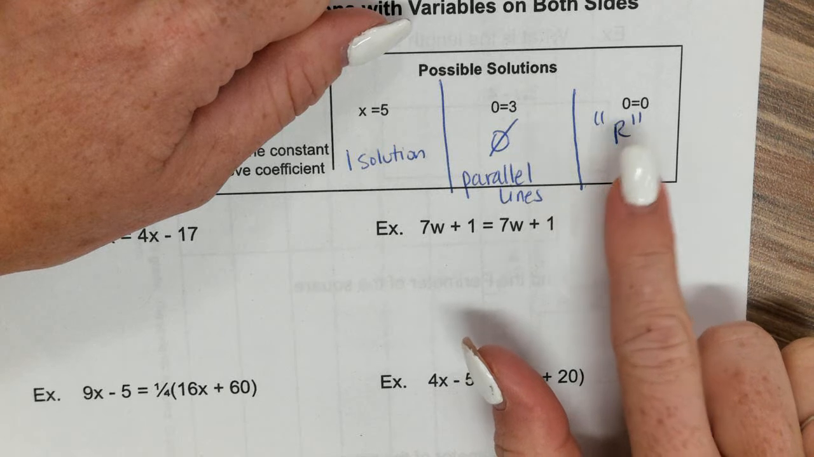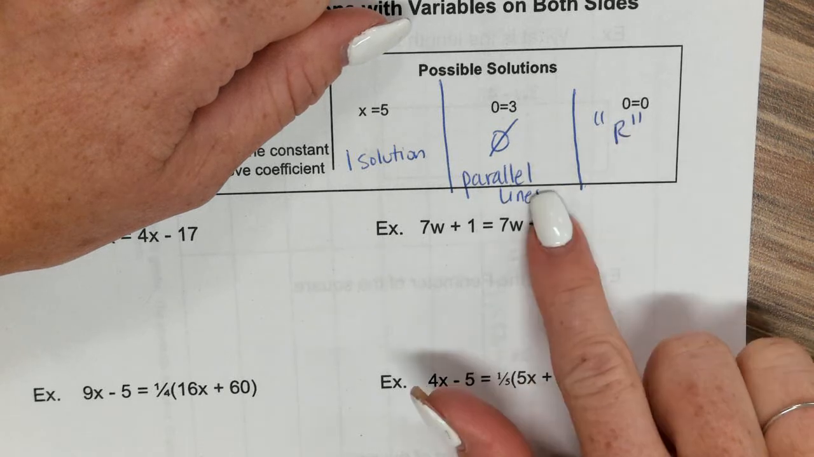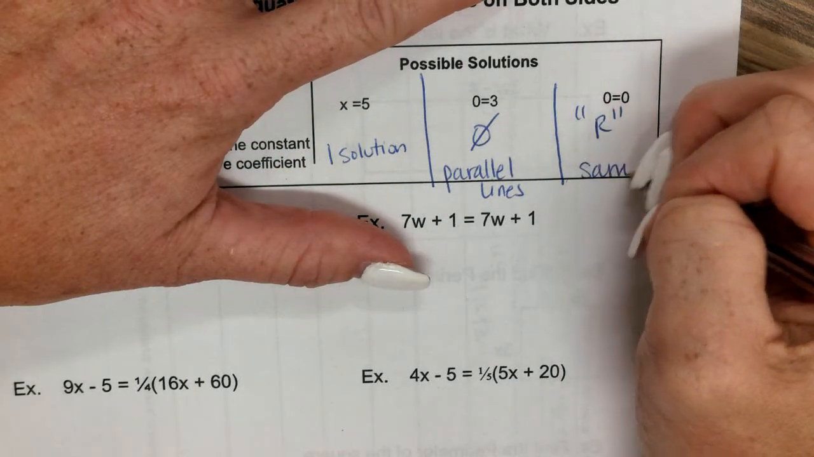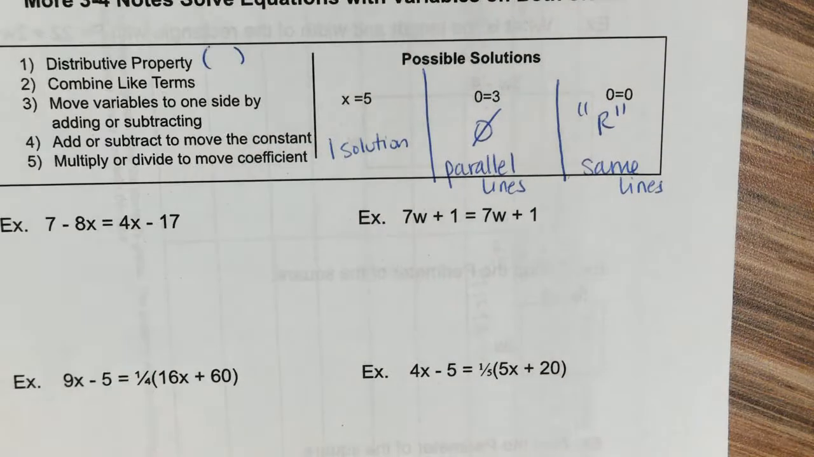What kind of lines? If I was to graph the lines, what would they be? They're not parallel. They're on top of each other. They're the same lines. They're the same lines. Okay, I'm going to go over it again.